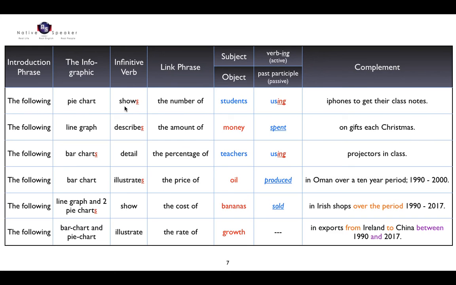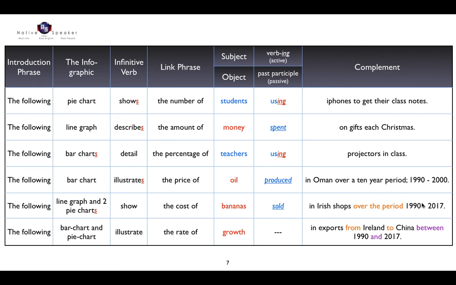The following pie chart shows the number of students using iPhones to get their class notes. The following line graph describes the amount of money spent on gifts each Christmas. The following bar charts detail the percentage of teachers using projectors in class. The following bar chart illustrates the price of oil produced in Oman over a 10-year period, and here we write a semicolon, 1990-2000.